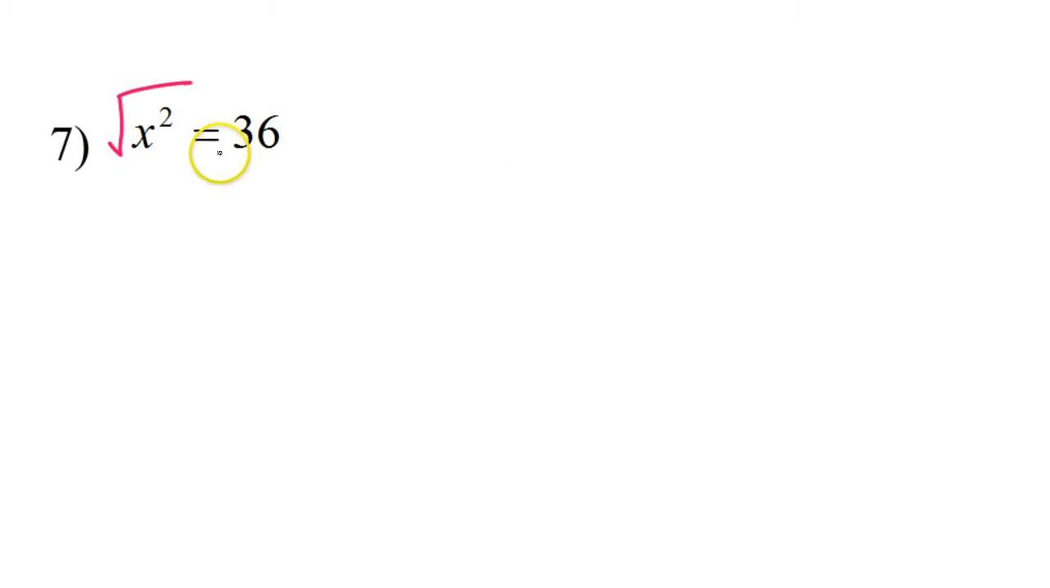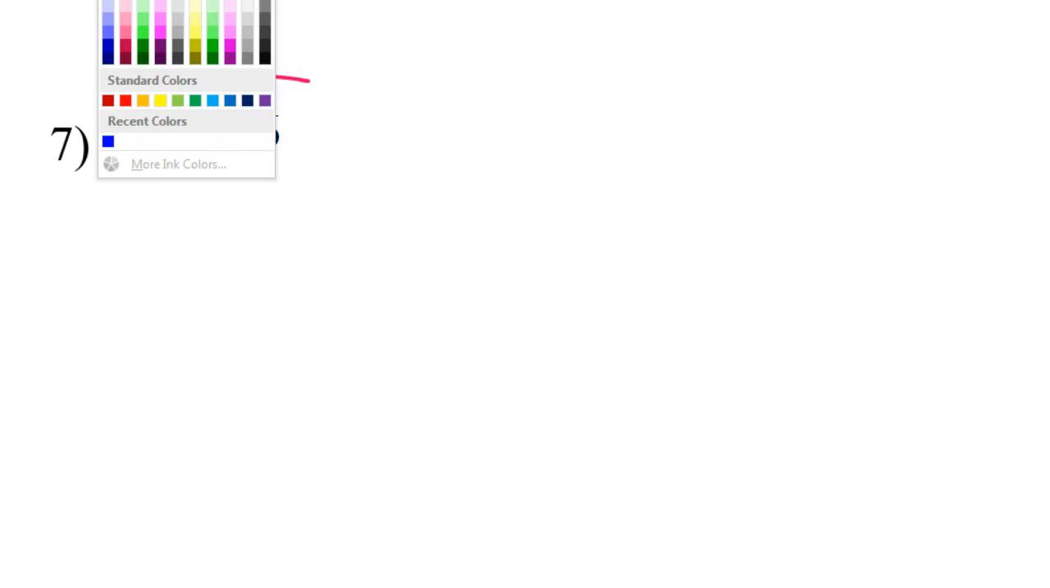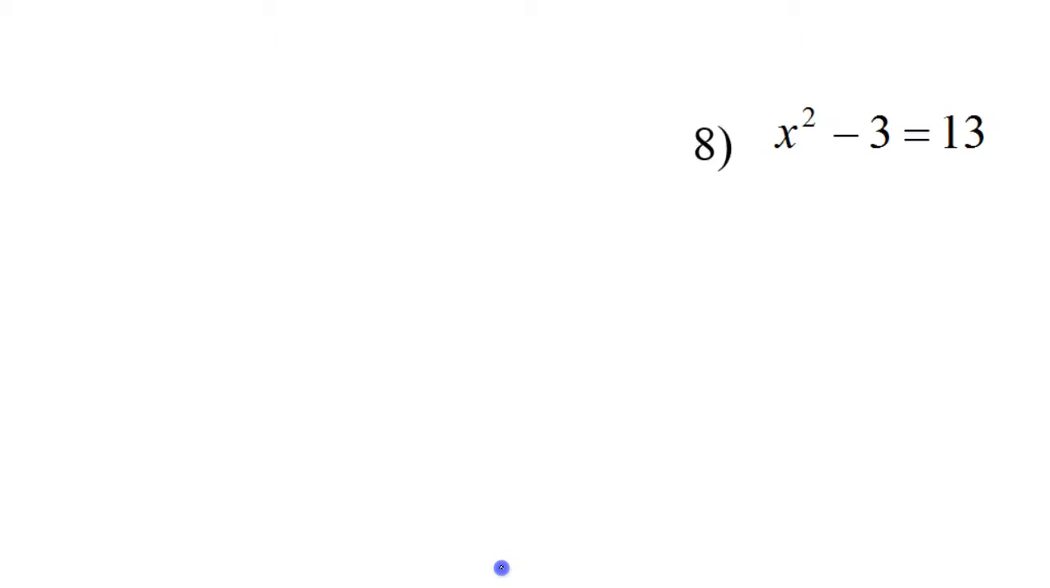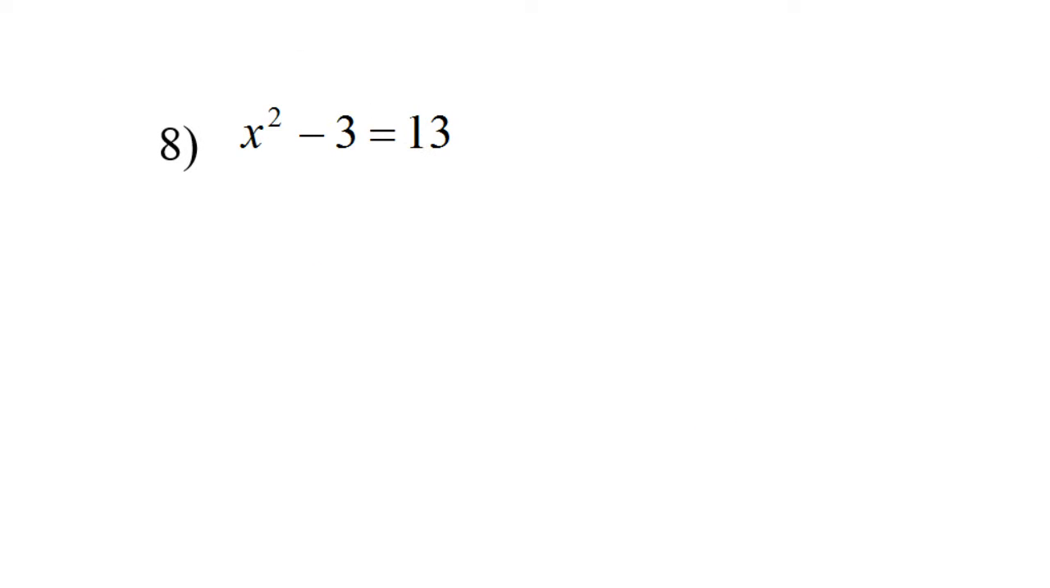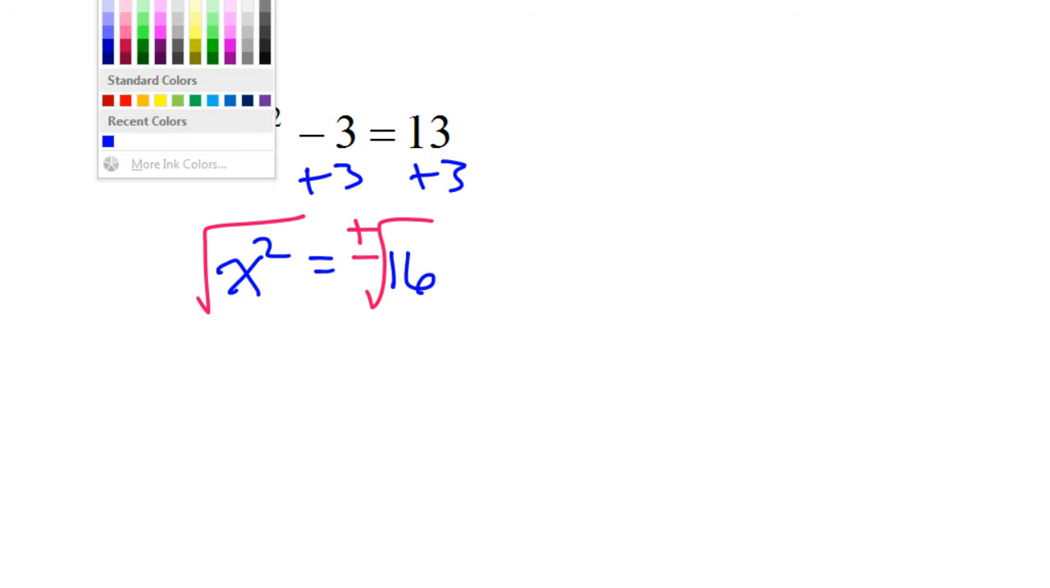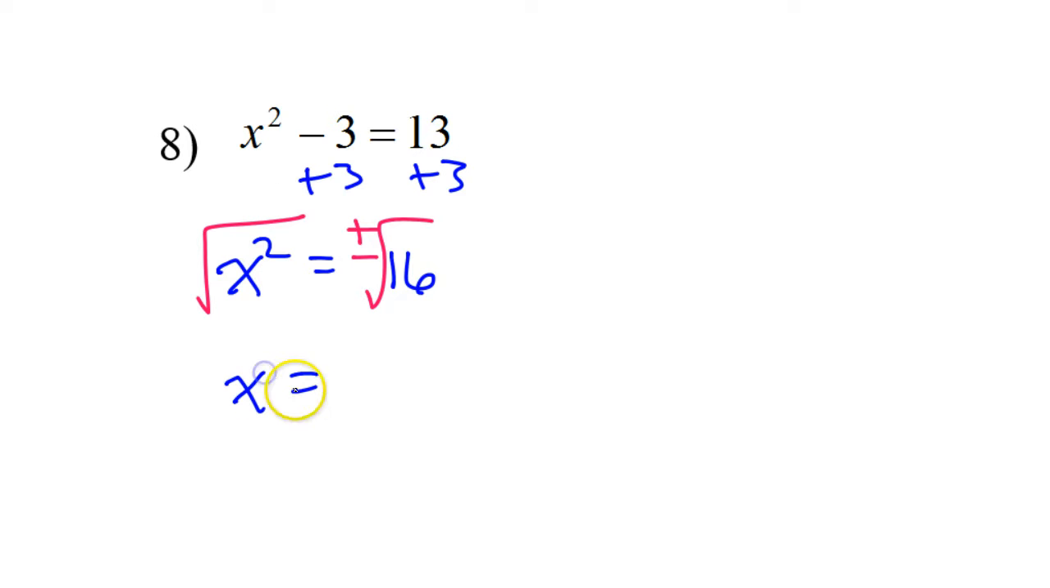Number 7, you're all set to take the square root of both sides right away. Don't forget your plus or minus. And that's just going to give you x is equal to plus or minus 6 immediately. Number 8, we need to add 3 to both sides first. So that'll give us x squared is equal to 16. Taking the square root of both sides, don't forget your plus or minus. That's going to give us x is equal to plus or minus 4.